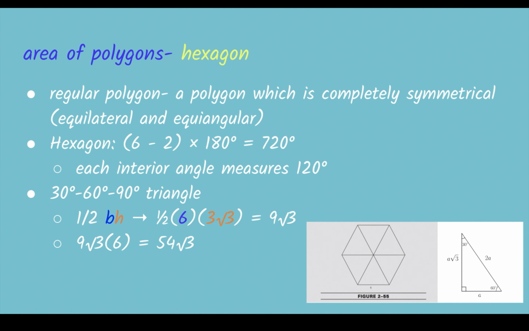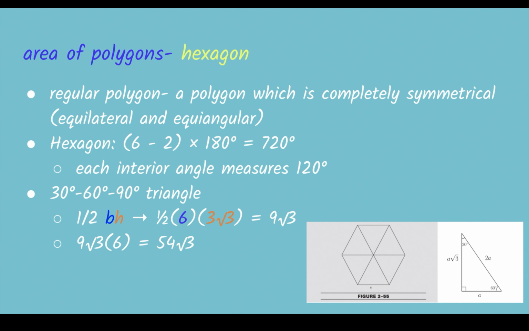It basically means that all of the sides are the same length and all of the angles are the same measure. And I also want to mention that area of polygons can only be applied to regular polygons. And here we're going to solve for this hexagon pictured on the bottom right, figure 2-55. This hexagon has 6 sides, so we're going to use the convex polygon equation to start off. So (6 minus 2) times 180 degrees equals 720 degrees.